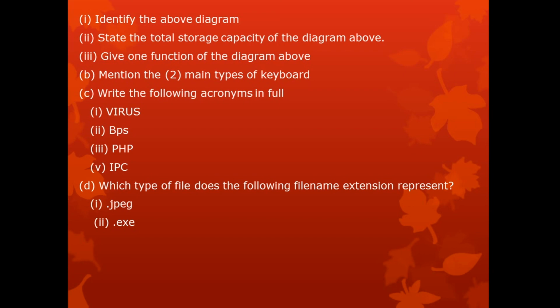V. Information processing cycle. Then D. Which type of file does the following file name extension represent? So I. .jpg, .jpeg, which stands for what? Picture or image file. So when you see that, it stands for picture or image file. Then .exe, that is executable file.